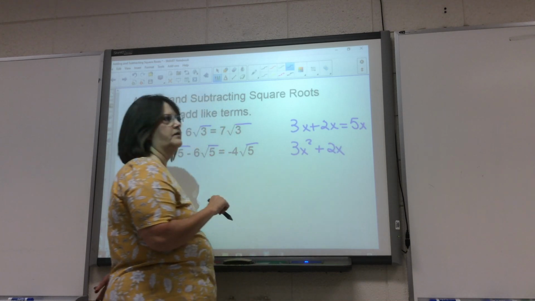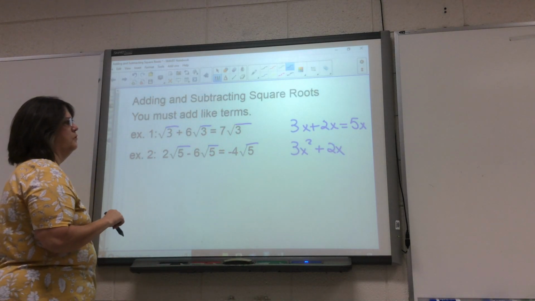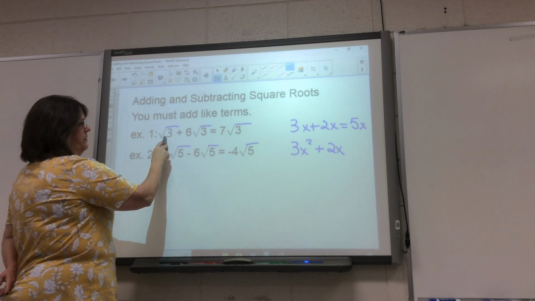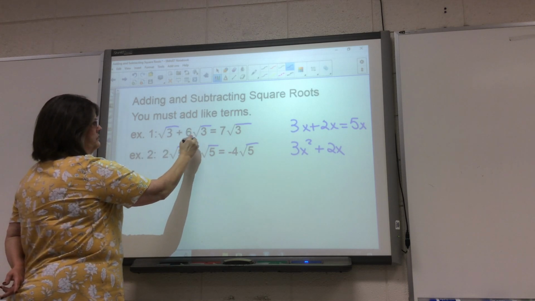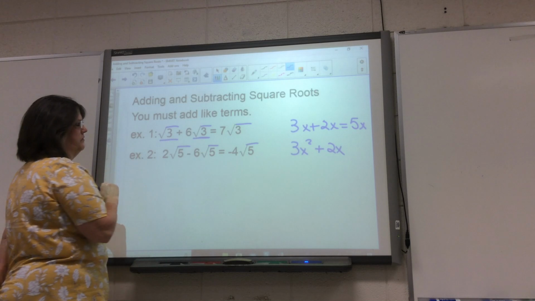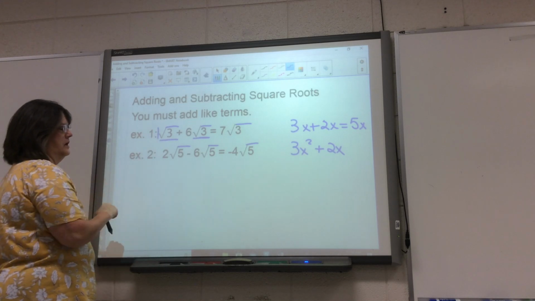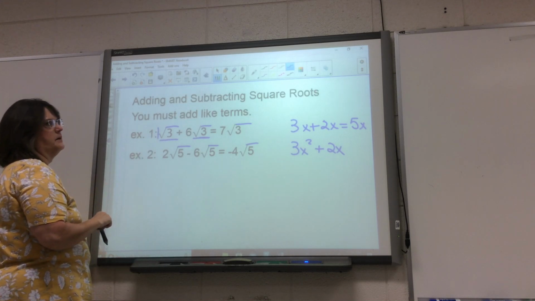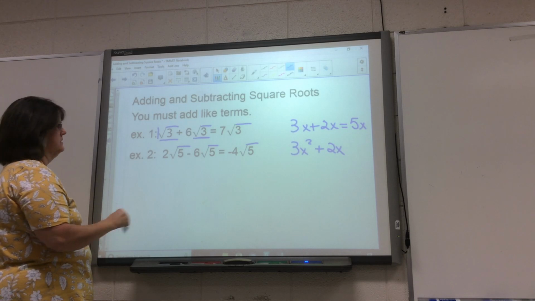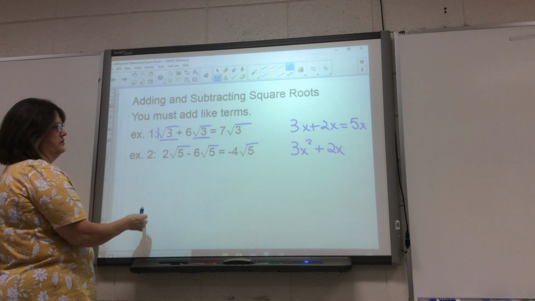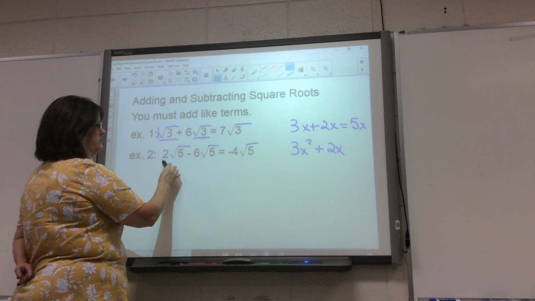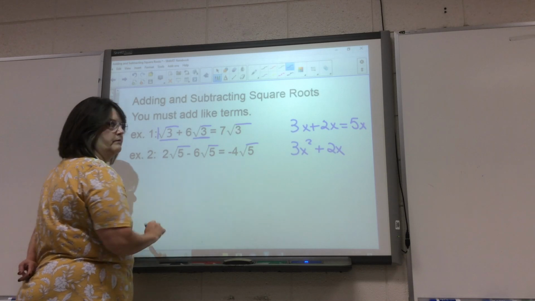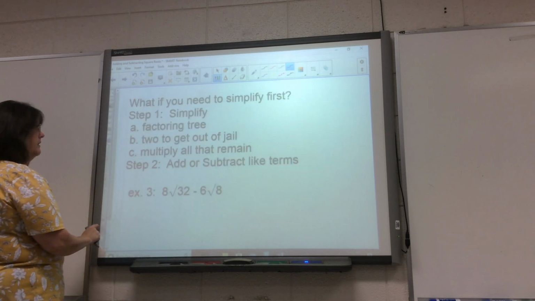So the same sort of thing is true with radicals. So the square root of 3 plus 6 square roots of 3, they're both the square root of 3, and this has an understood 1. So it's like saying 1x plus 6x and writing 7x. And this is 2 square roots of 5 minus 6 square roots of 5. So 2 minus 6 is negative 4 square roots of 5. Okay?